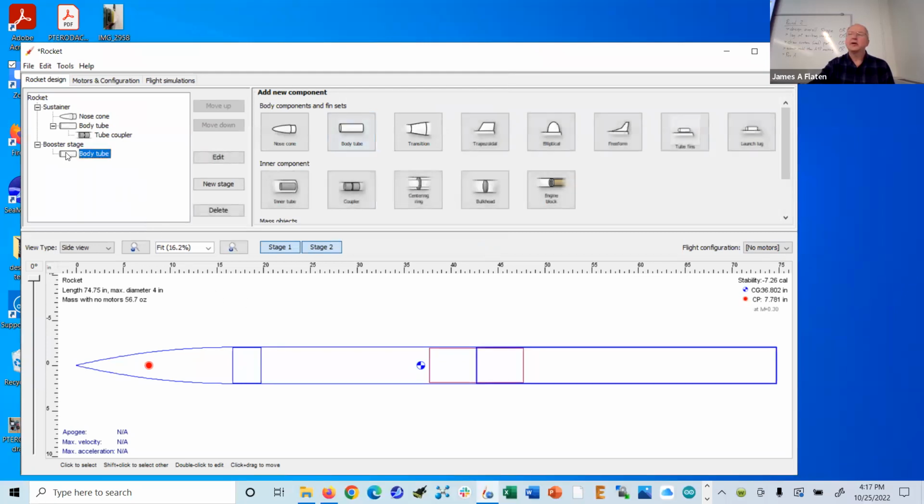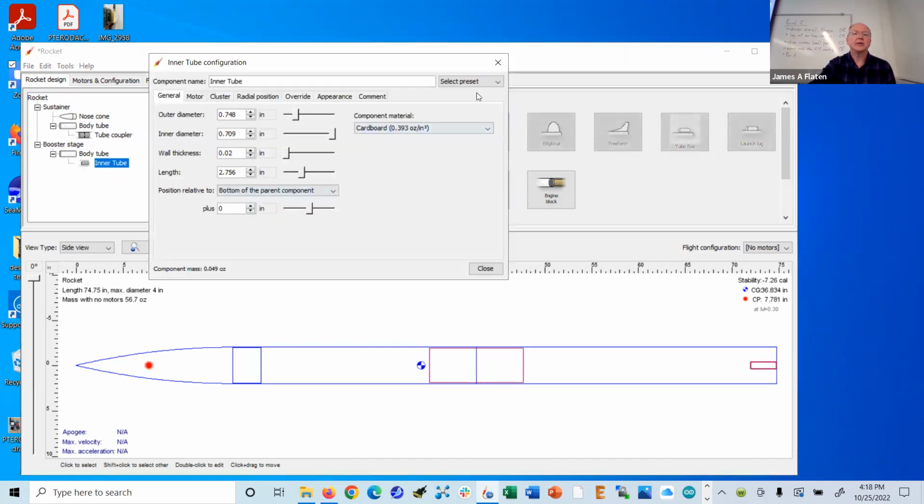What should I do with my body tube? What else? What other parts? Help me out here. Does that look like a completed rocket? I need a motor mount tube. Okay, so that would be considered an inner tube. I'm going to click inner tube.